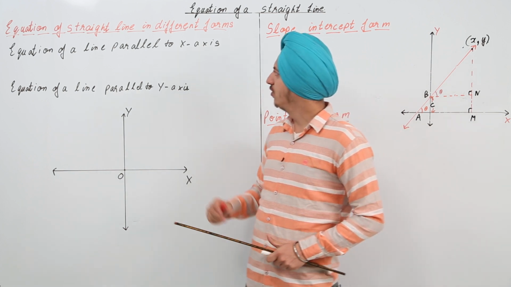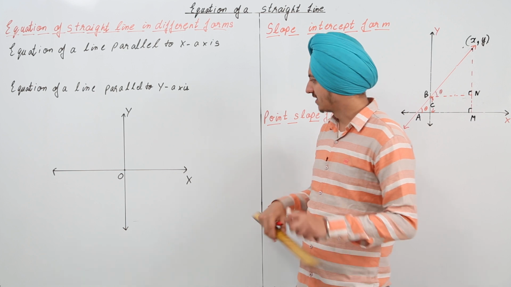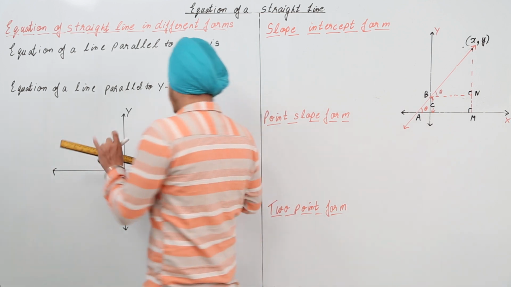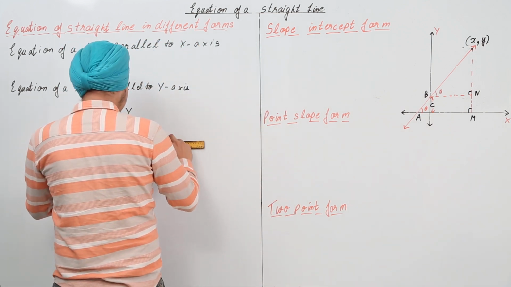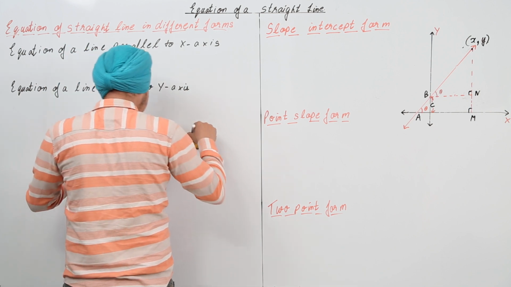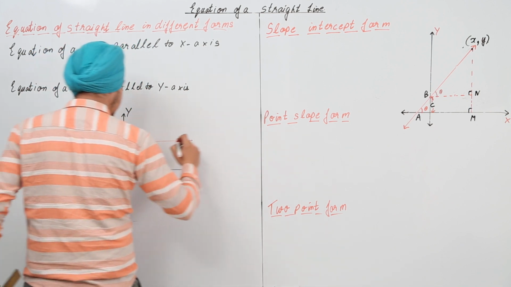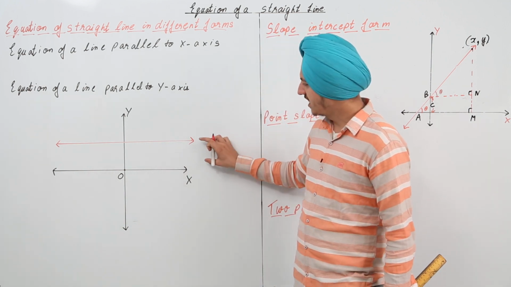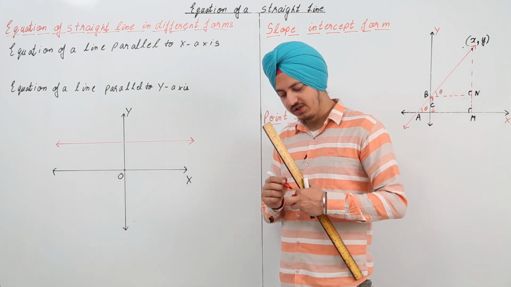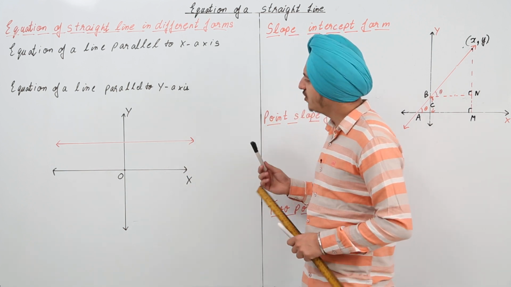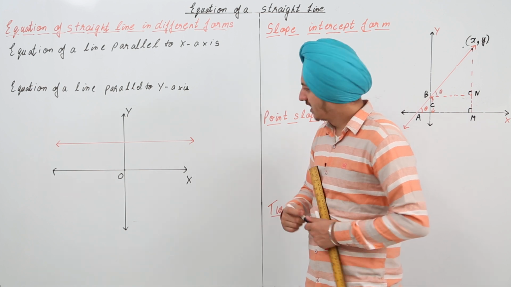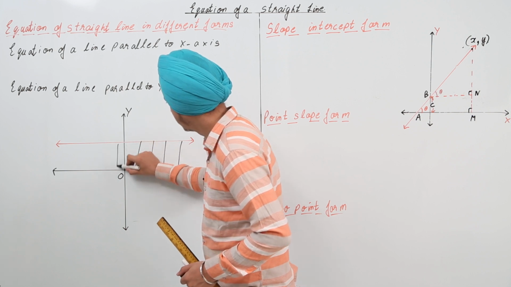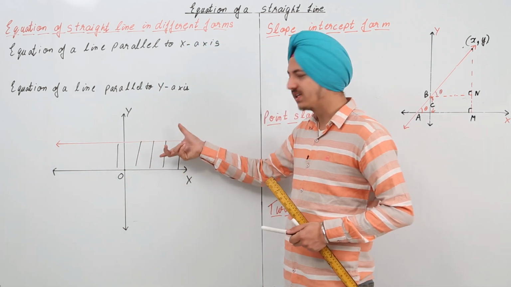First of all, I'll explain the equation of a line that is parallel to the x-axis. So this is the x-axis we know, and this is the y-axis. I'm just going to draw a line, any line that is parallel to the x-axis. Okay, how do we write the equation of this line in this Cartesian coordinate system? If you see over here, for this line, this distance from here to here is always constant, right?